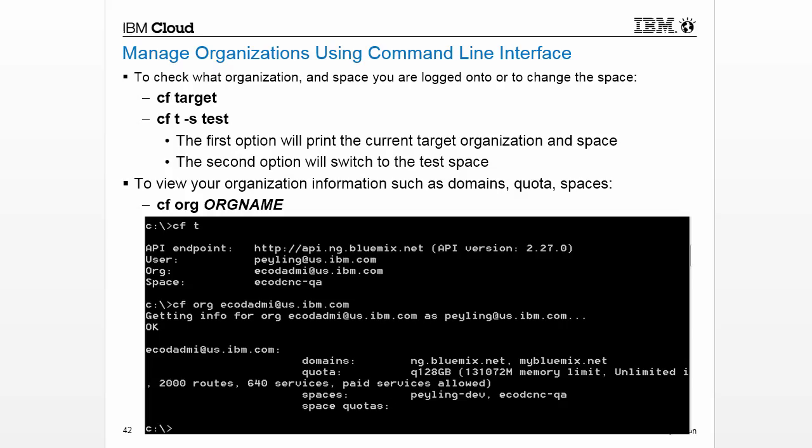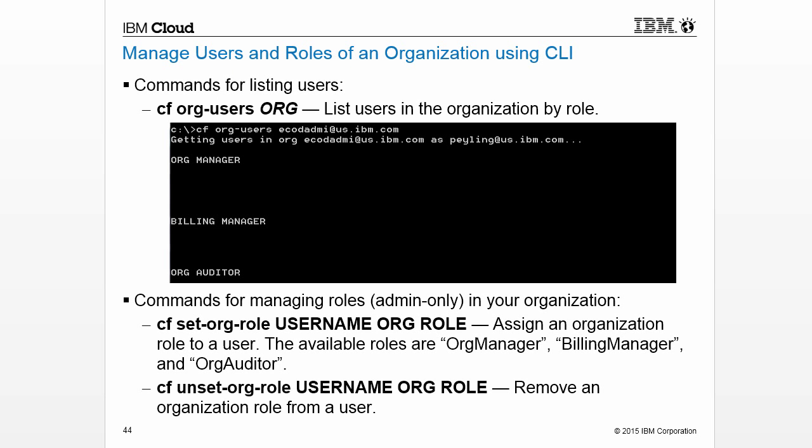Now we'll see how to manage organizations using the command line interface. To check what organization and space you are logged onto, or to change the space, type cf target or cft -s test. The first option will print the current target organization and space. The second option will switch to the test space. To view your organization information such as domains, quota, and spaces, type cf org NAME.